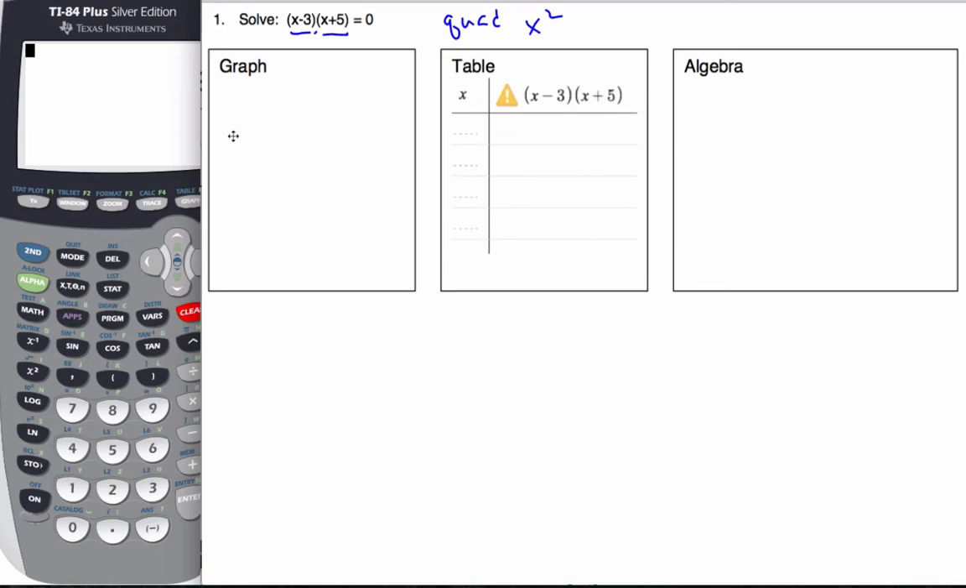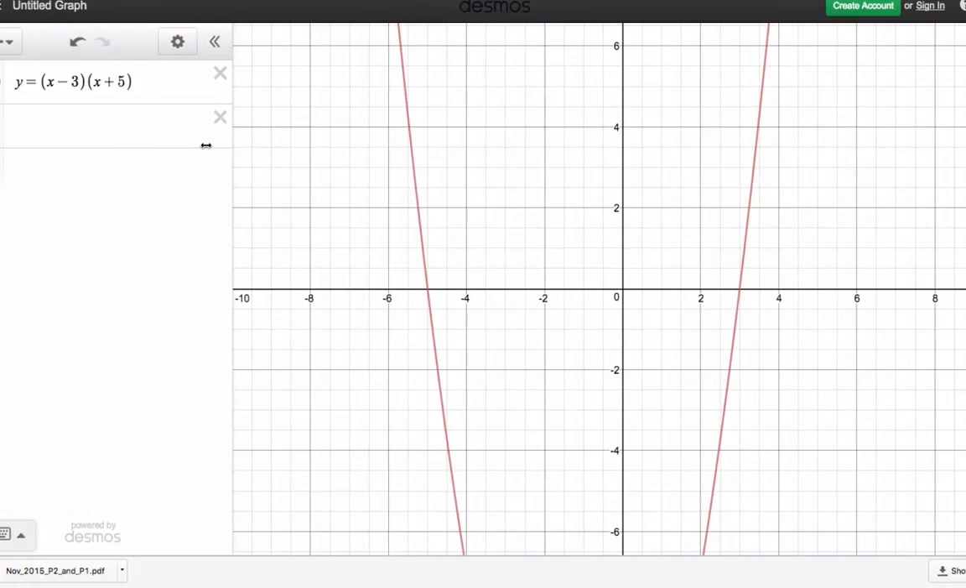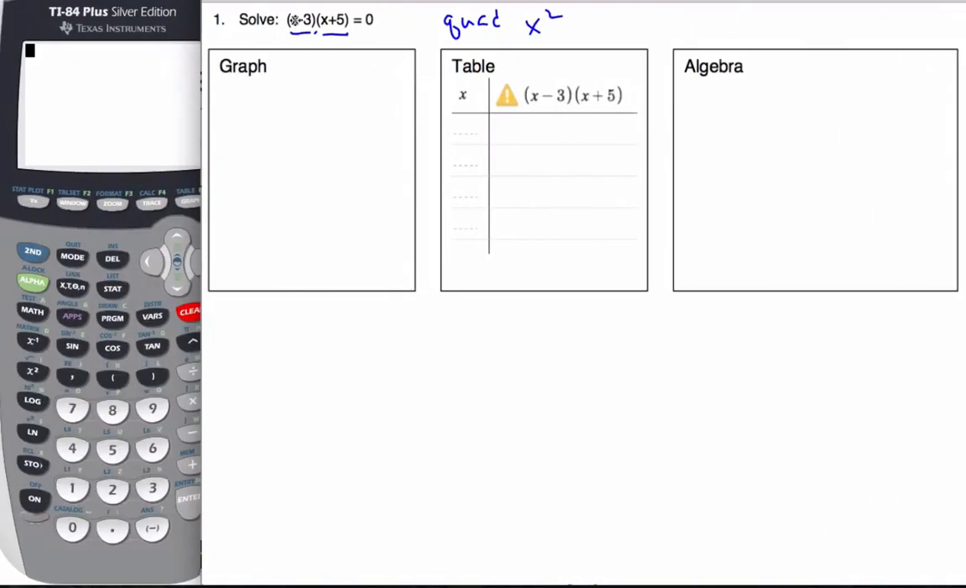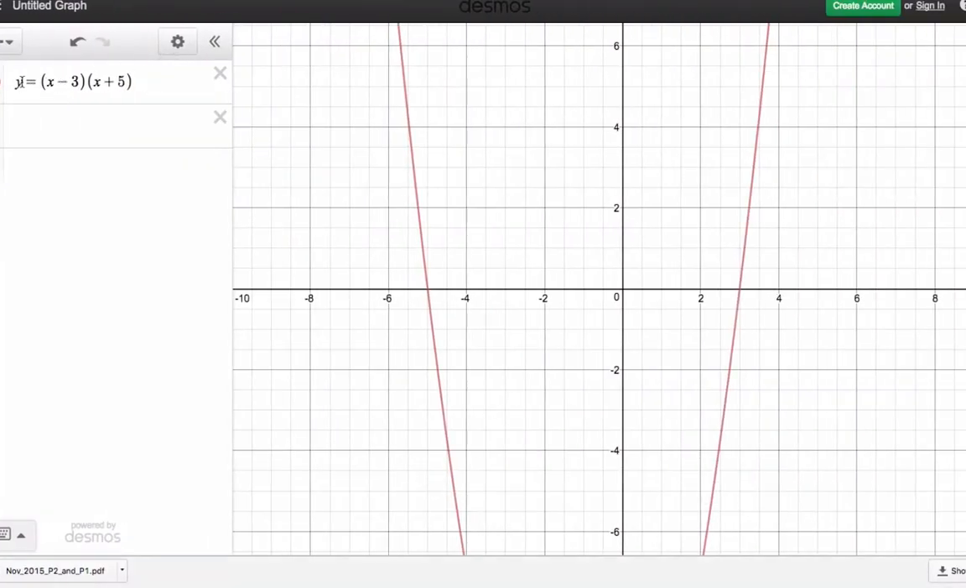If I'm going to do it graphically, I could use my calculator, but I'm also going to switch over to Desmos. And what I can see is if I graph y equals (x minus 3)(x plus 5), which is this equation here, if it equals 0, if y is 0, that means I'm looking for the x-intercepts. And I can look at my graph here and see quite clearly that my x-intercepts are -5 and 3.